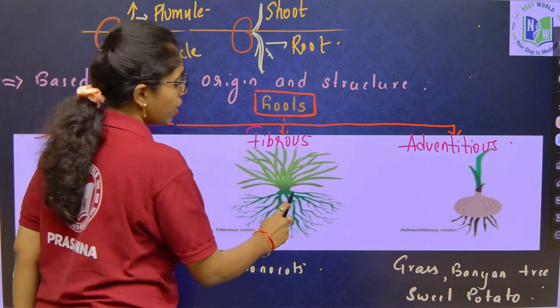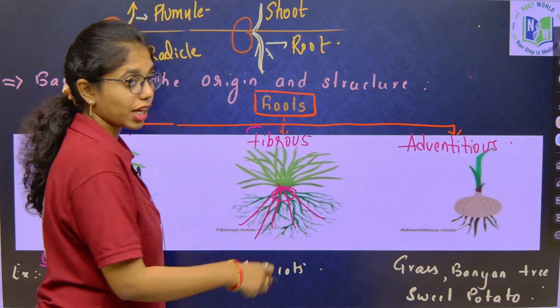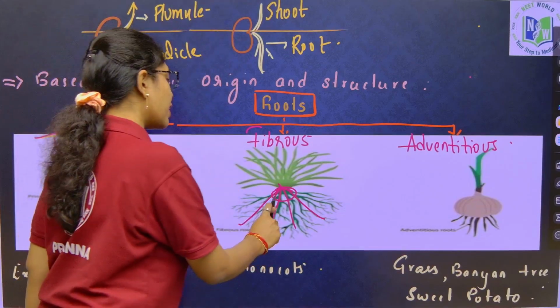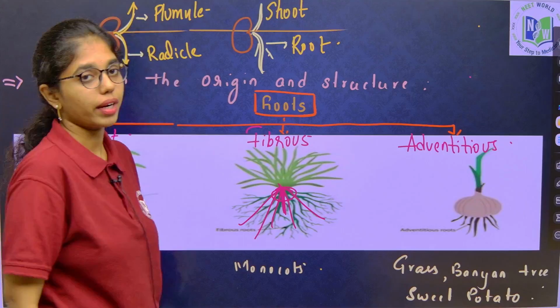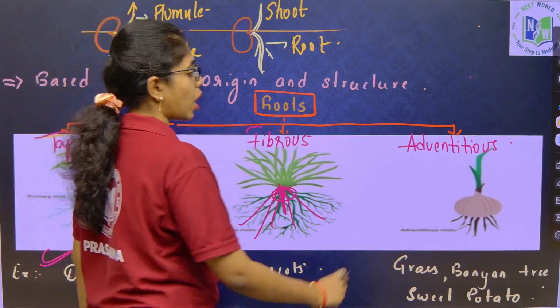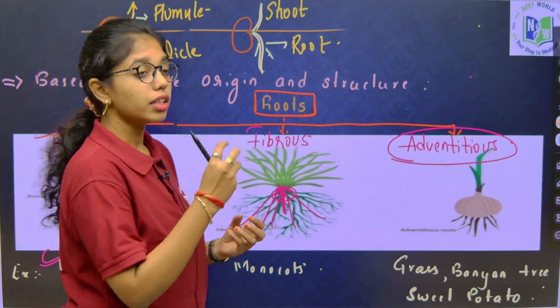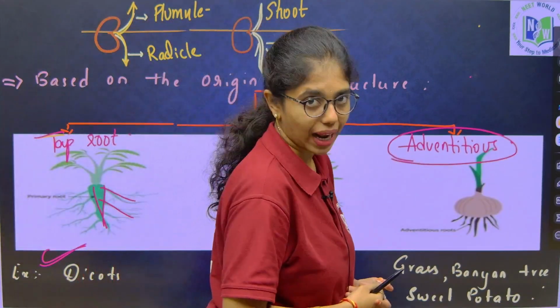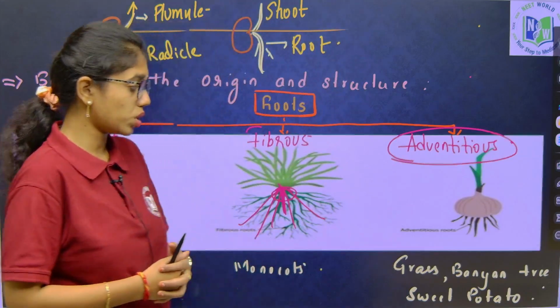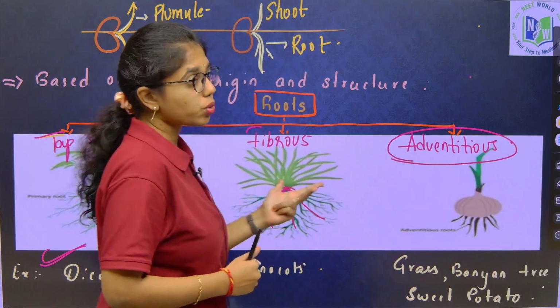Fibrous root system, which arise from the base of the stem, bunch of the roots will arise from the base of the stem, where the radicle is short lived over here. This type of root system is observed in most of the monocots. Adventitious root system is nothing but the roots arise from any of the plant part. Best examples include grass, banyan tree and sweet potato.